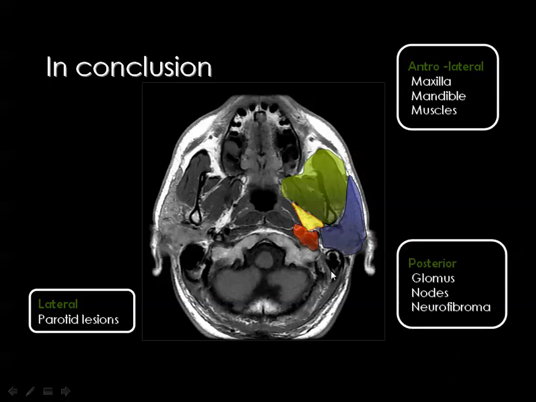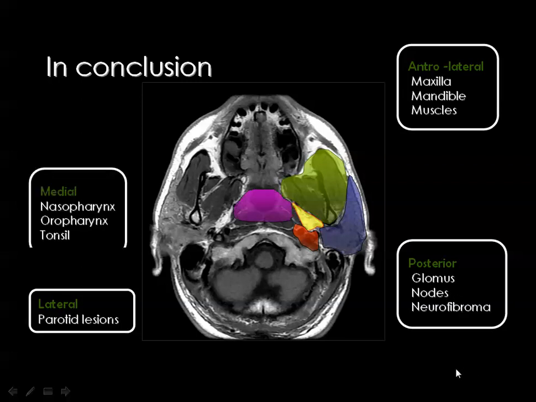If the lesion is posterior to the fat, displacing the fat anteriorly, consider the three common lesions here, which are the glomus tumors, lymphadenopathy, and the neurofibroma. If the lesion is medial to the parapharyngeal fat, you remember that carcinomas are very common. 98% of the lesions arising medial to the parapharyngeal fat are on the carcinoma side, either nasopharyngeal cancer, oropharyngeal cancer, or tonsillar carcinoma.